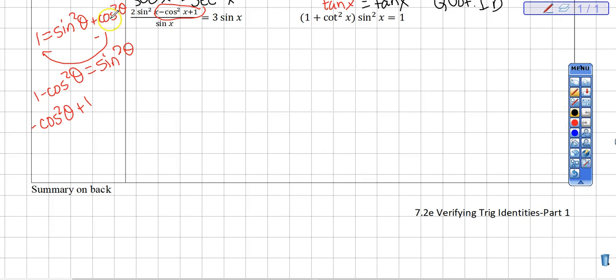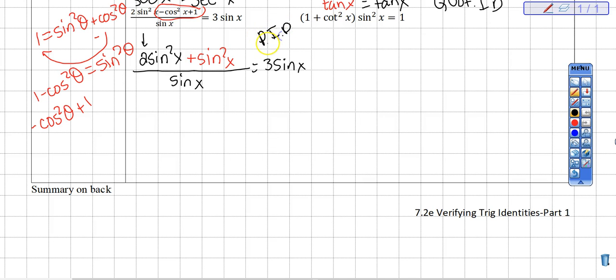So first, let me rewrite. So we have 2 sine squared x. And here's the reason I didn't look at that as part of a Pythagorean identity: we don't usually see a coefficient in a Pythagorean identity, unless it was 2 sine squared x plus 2 cosine squared x equals 2. Then maybe. Okay, so I'm going to replace negative cosine squared x plus 1 with positive sine squared x, all over sine of x equals 3 sine x. And I used a Pythagorean ID, a PID. That's all I need to see, that you used a Pythagorean identity to simplify.